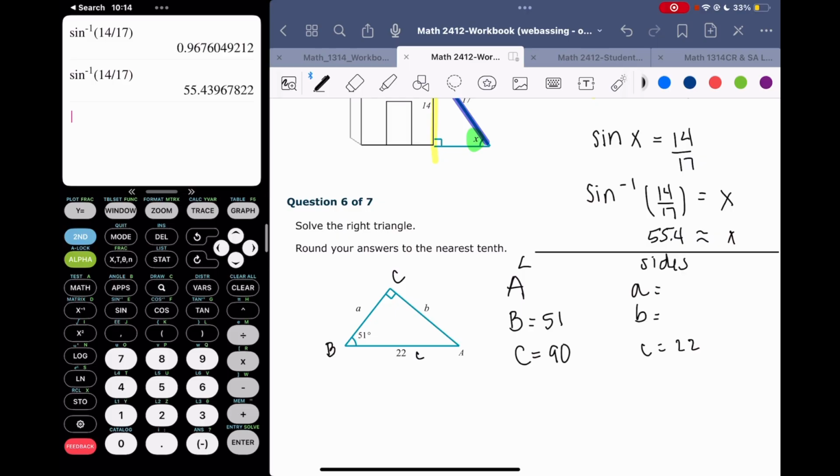Okay, so the way we're labeling this, this is going to be adjacent. B is opposite. And 22 is the hypotenuse. So we're going to do sine of 51 degrees, and that's going to be equal to small b over c, which is 22, the hypotenuse.